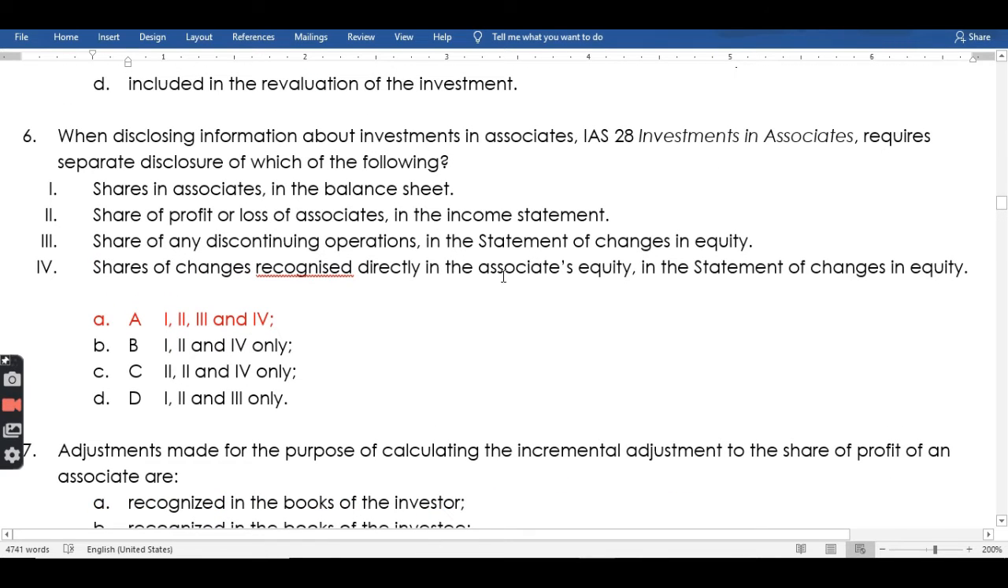Number 6, okay, when disclosing information about investment in associate, IAS 28 requires separate disclosures of which of the following. Okay, so una, share in associate in the balance sheet. Okay, share of profit or loss of associate in the income statement. Share of any discontinuing operations in the statement of changes in equity. Okay. Share of changes recognized directly in the associate's equity in the statement of changes in equity. Okay. So, these are just items na naka-indicate doon sa ating disclosure requirements for IAS 28. So, the answer here is letter A, 1, 2, 3, and 4.